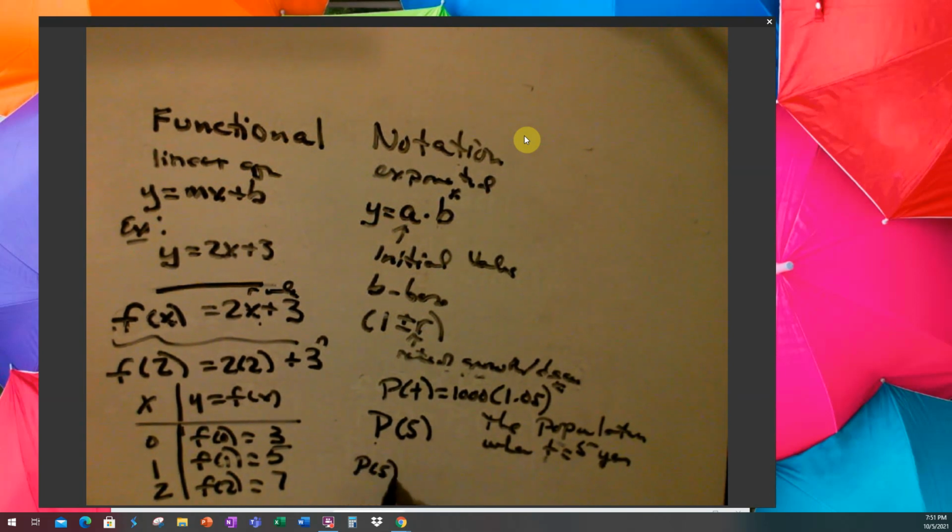Well, P of 5 would be 1,000 times 1.05. Now, I was talking about T. I'm replacing it with the 5. So evaluate that at 5. And that would be, to the nearest whole number, 1,276. The population would have grown to that. Yeah. So that's the concept of a function, evaluating a function at certain numbers.